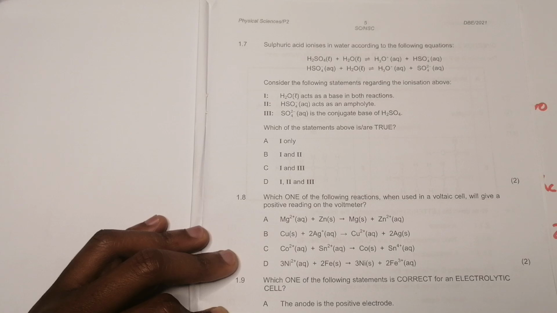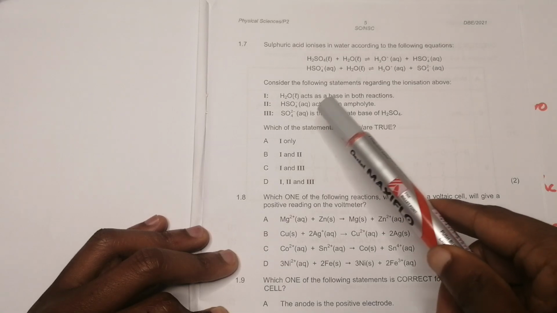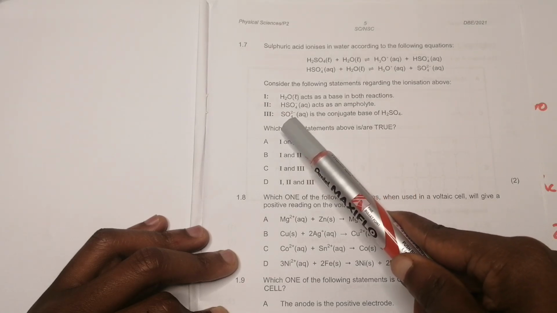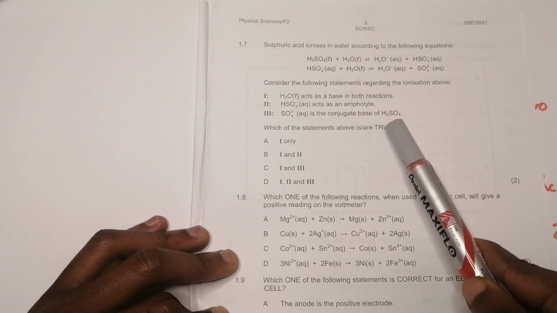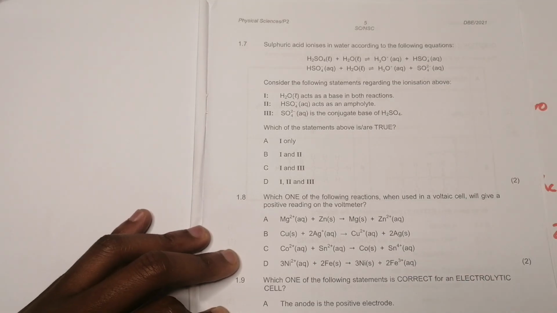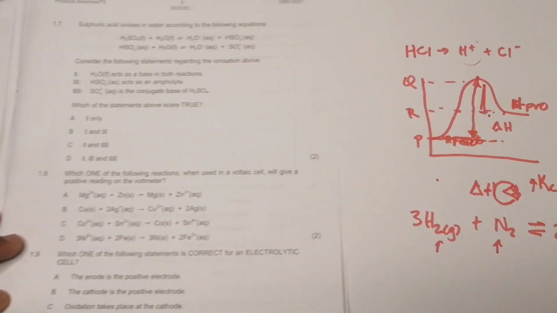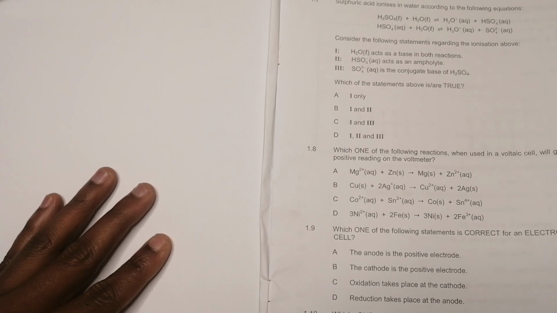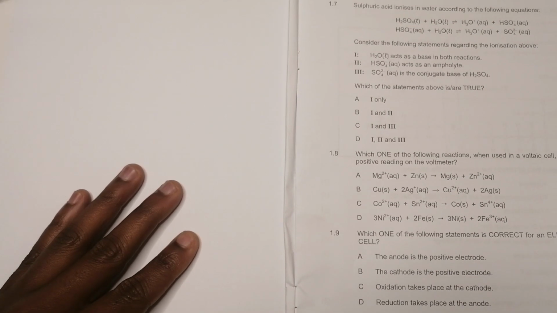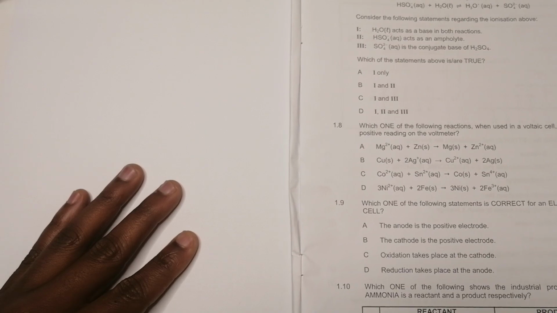Okay, and then the last one says SO4 2 minus is the conjugate base of H2SO4. Now, for those of you who watched the video on acids and bases, I showed you how to get conjugate bases, right? So in this case, the conjugate would always be something that almost looks the same, with just one H plus as a difference.